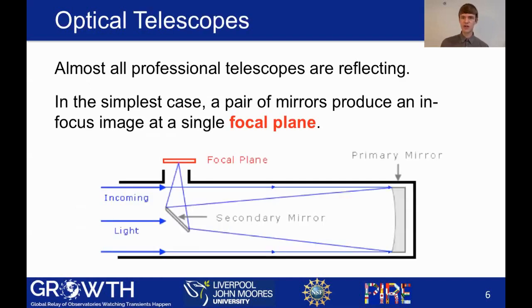Almost all professional telescopes are of a reflecting design. In the simplest case, the incoming light is reflected off a primary mirror, which is usually very large, meters in diameter, sent to a secondary mirror, which is much smaller, and this focuses the light onto a focal plane where the detector is placed to record the in-focus image.